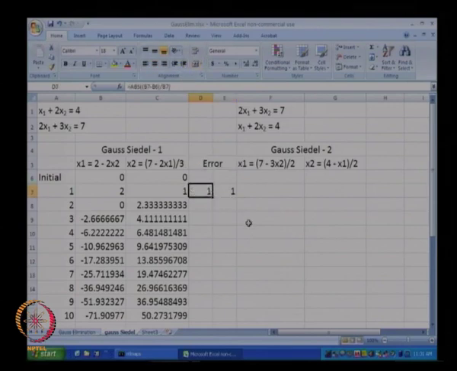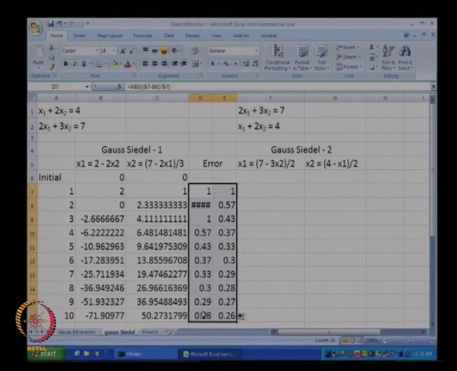Okay. So this is the error in x1, this is the error in x2. We will click on F2 and just confirm that this is what it ought to be, and we will just drag this and see how the error is changing. And when the error actually becomes less than a predefined tolerance value, that is the time when we stop our iteration.